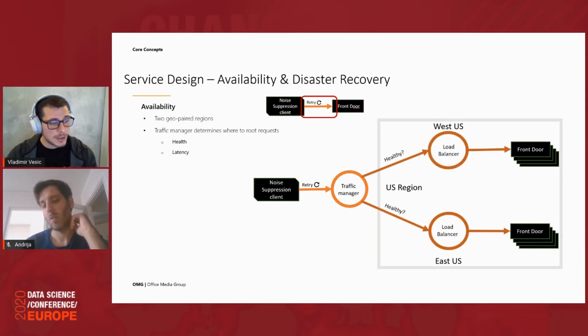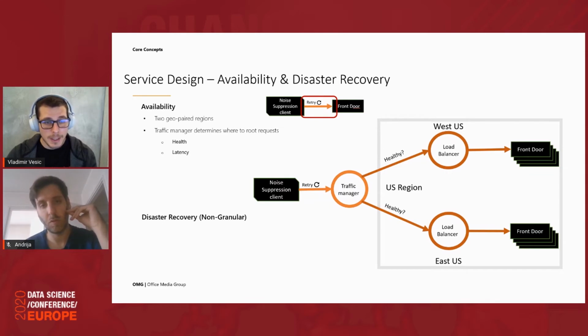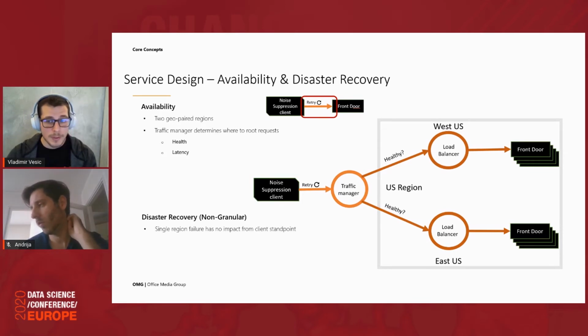So if both clusters are healthy, it will send a request to the nearest cluster. There is this component called load balancer, which is then in charge of figuring out where further on that cluster the request should go, exactly to what front door it should go. This kind of infrastructure allows us to have this disaster recovery, but this is not a granular disaster recovery, meaning that from the client standpoint, if anything completely fails in one cluster, the client will just not be able to see that. So that's a great thing, and it allows us to have this disaster recovery.